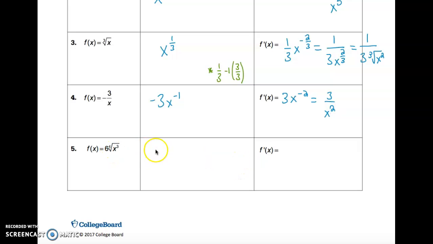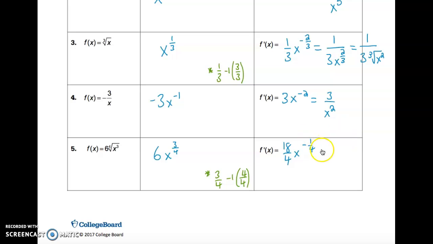And then this one, we can rewrite it as 6x to the 3/4. And so its derivative, let's see, if I do 6 times 3/4, that's 6 over 1 times 3 over 4, I would get 18/4 x to the -1/4, I believe, and we can check that using our common denominators, right? 3/4 minus 4/4, -1/4. Perfect.